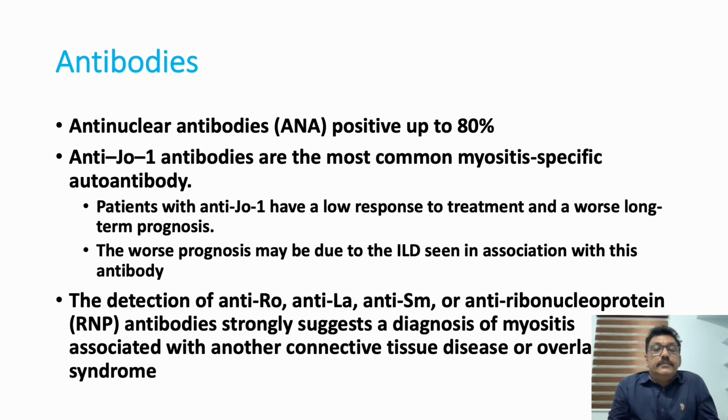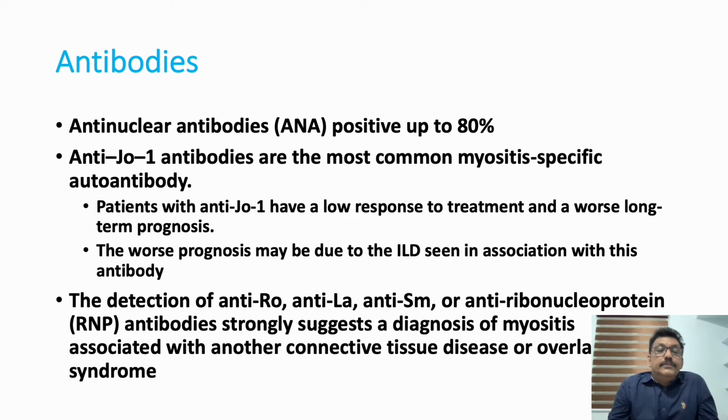Now, antibody tests we have seen previously. ANA can be positive in up to 80%, but ANA positivity alone will not tell you that this is polymyositis or dermatomyositis. ANA can be positive in 80%, but strong clinical suspicion should be there before doing all these antibody tests. Anti-Jo1 antibody is a very, very important antibody. It's a myositis specific antibody. So if this anti-Jo1 is positive, the response to treatment is very poor. So they may not improve with the treatment.